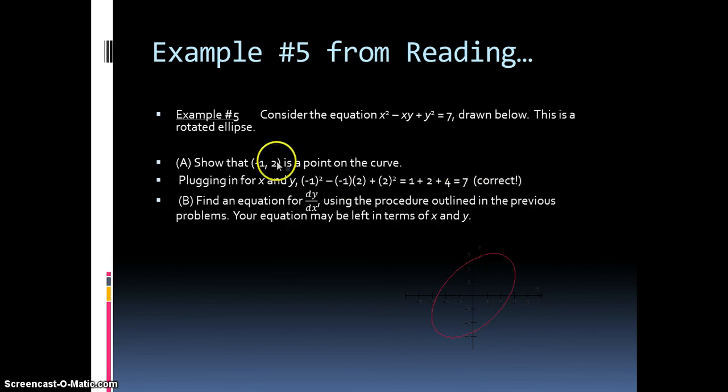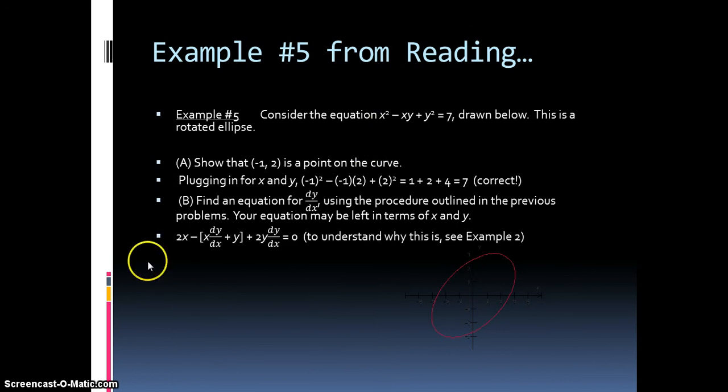Part B, find an equation for dy dx using the procedure outlined in the previous problems. Your equation may be left in terms of x and y. A couple things to note. We've got x squared, which has no y's involved in it. We've got an x times y, which will involve the product rule, and we've got a y squared. The number one problem that people have with implicit equation and finding derivatives is forgetting an extra dy dx, which comes about from the chain rule as we saw in the earlier slide.